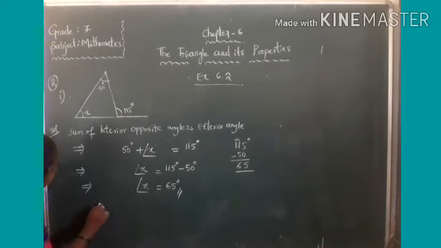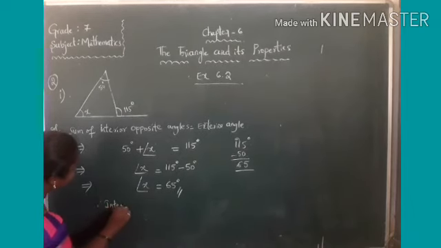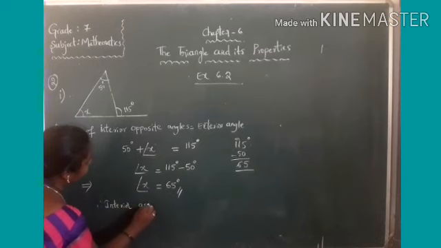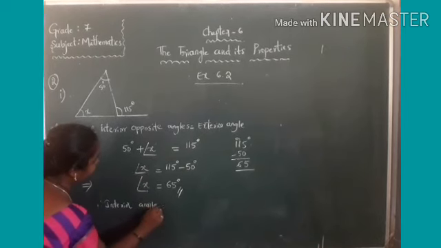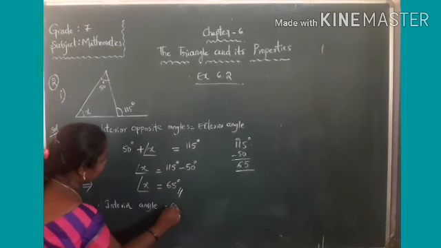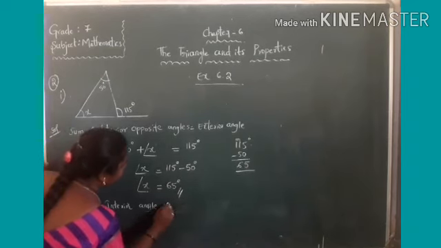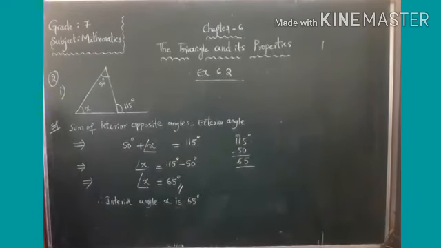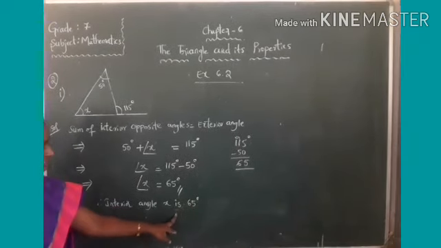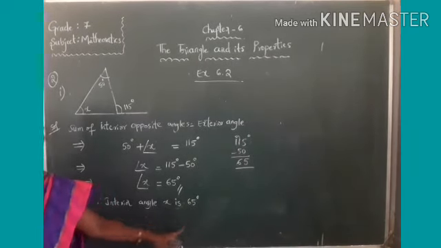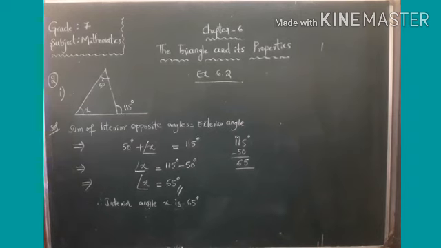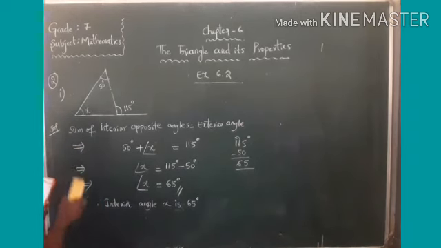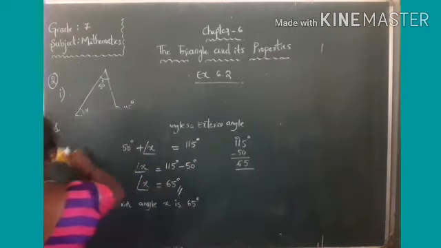You have to write here, the interior angle x is 65 degrees. Right? So next, draw the second figure.